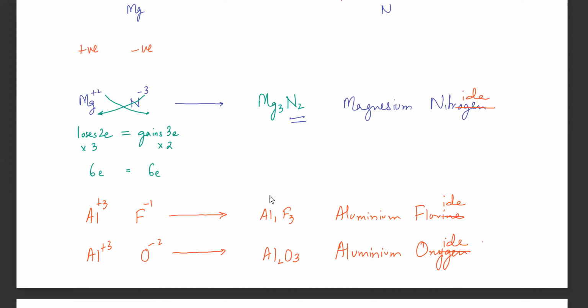अच्छा अब ये कि crisscross method, remember that when you have a positive and negative ions, to balance out the electrons gained and lost.